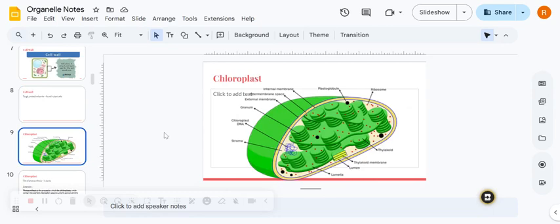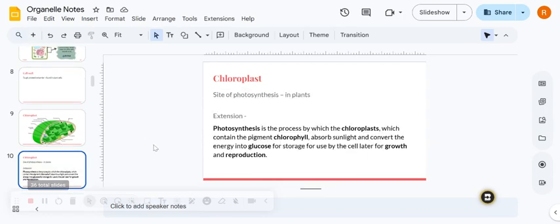The chloroplast is one of the most important structures around. The chloroplast is what contains chlorophyll. These here are little discs that are basically just full of chlorophyll and help plants do photosynthesis. So the most important part of the chloroplast is that it does photosynthesis.